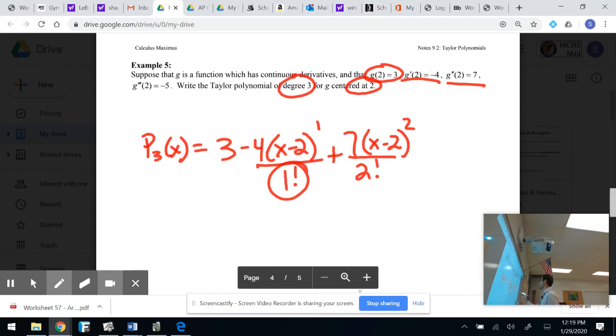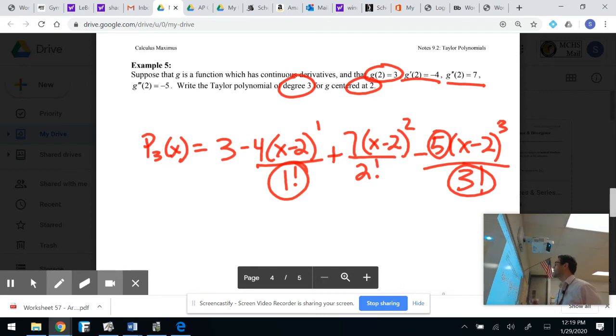And the last one, my third degree, would be negative 5 over x minus 2 to the third all over 3 factorial. That's third degree. Coefficient would be 5 over 6, right? Because 3 times 2 times 1 is 6. So there you go. That's it. That's how easy that is. If they asked me for an approximation, I could do that.